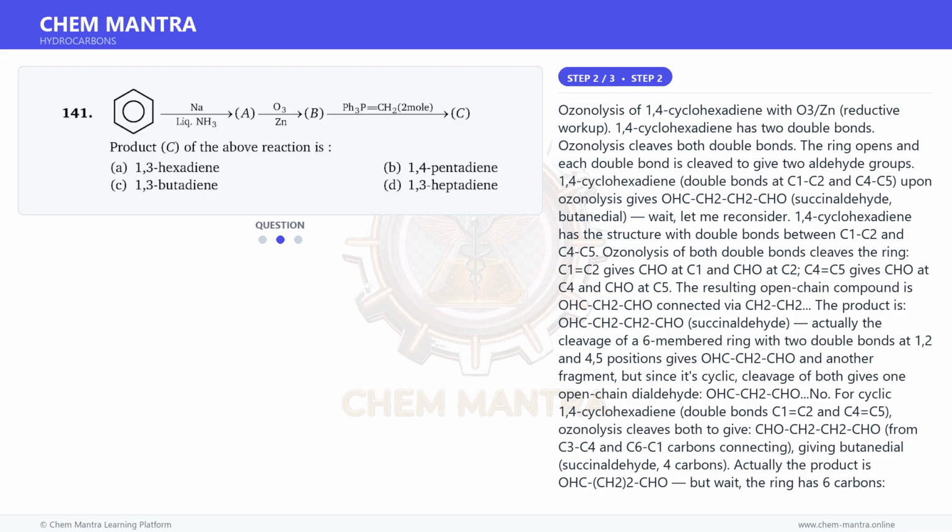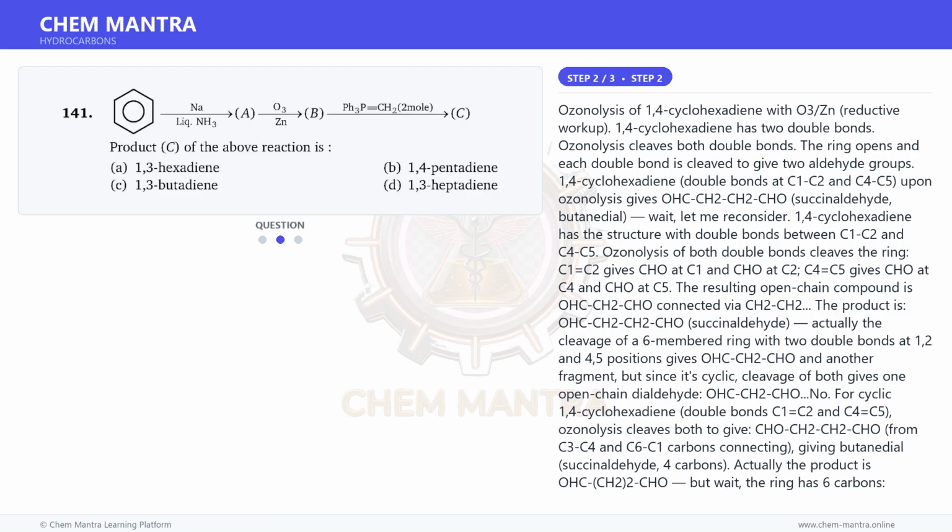Ozonolysis of 1,4-cyclohexadiene with O3, Zn, reductive workup. 1,4-cyclohexadiene has two double bonds. Ozonolysis cleaves both double bonds. The ring opens and each double bond is cleaved to give two aldehyde groups. 1,4-cyclohexadiene, double bonds at C1, C2 and C4, C5, upon ozonolysis gives OHC-CH2-CH2-CHO, succinaldehyde, butanedial.